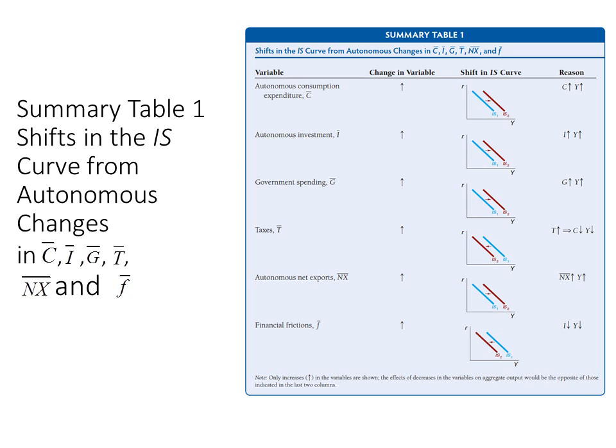An increase in taxes, however, will shift the IS curve to the left as it decreases disposable income. Autonomous net exports. Well, when there's a rise in net exports, that shifts the IS schedule to the right. And finally, financial frictions. Financial frictions have a negative impact on the IS schedule. It shifts it to the left.